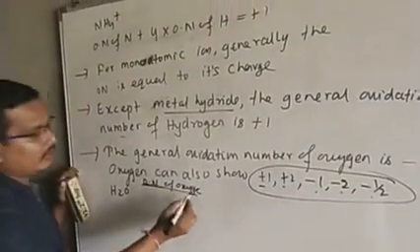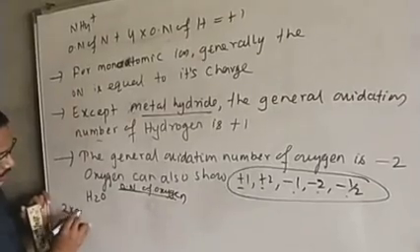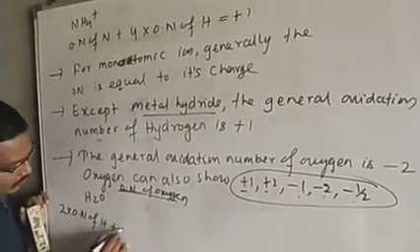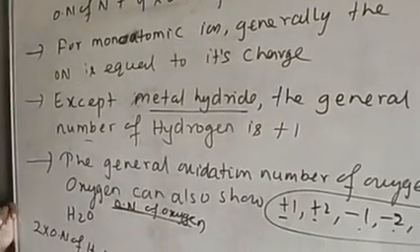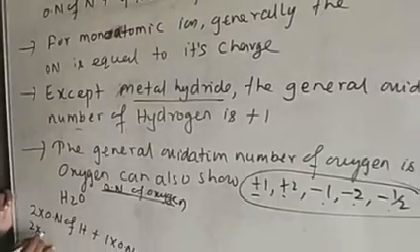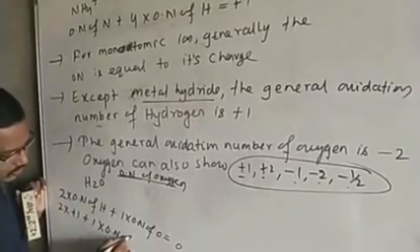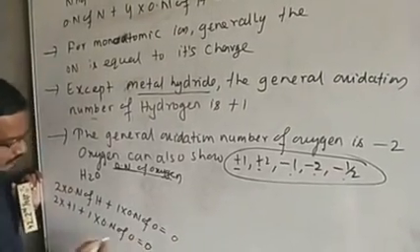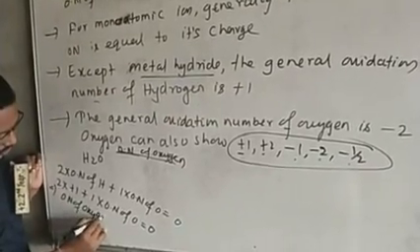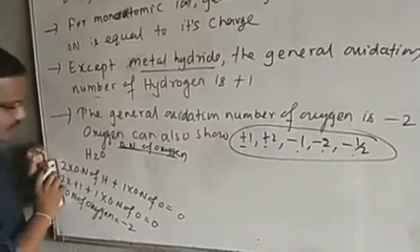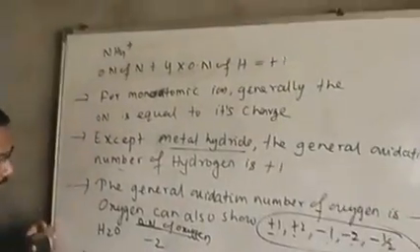How can you find out the oxidation number of oxygen? In H2O, we know that 2 times the oxidation number of hydrogen plus 1 times the oxidation number of oxygen is equal to 0. It is a molecule. 2 times the oxidation number of hydrogen, which is +1, plus 1 times the oxidation number of oxygen is equal to 0. That means the oxidation number of oxygen is -2.